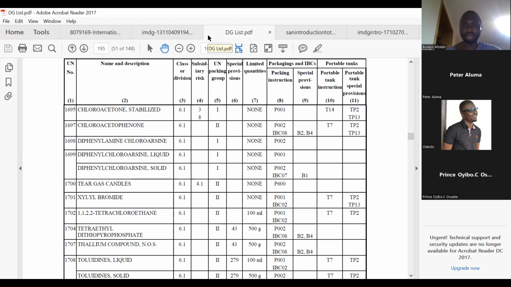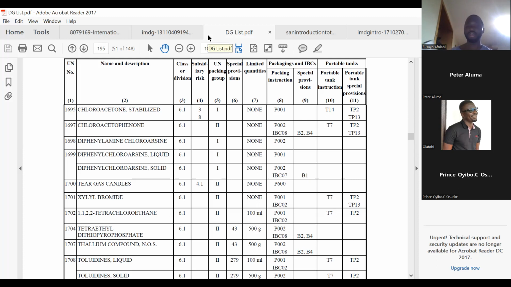But coming down to 1704, still on your volume 2, you will find 43. And what is 43 telling you? It says, when offered for transport as pesticide, these substances, that's any substance where you see 43, shall be transported under the relevant pesticide entry and in accordance with the relevant pesticide provisions as well.